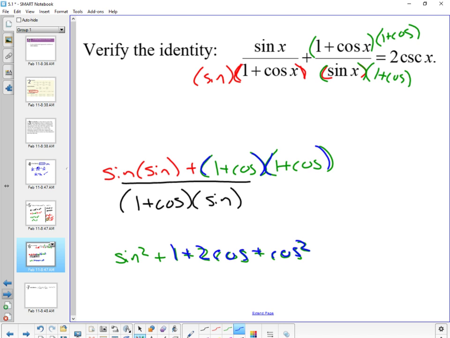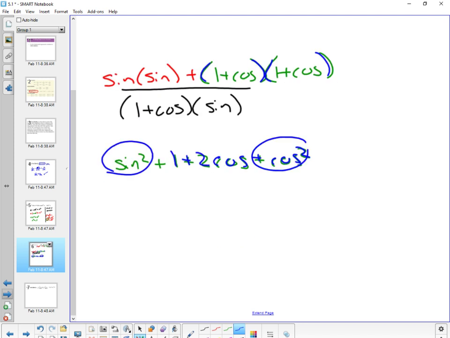Couldn't you put together sine squared with cosine squared and then make a 1? Fantastic observation. I can take sine squared and cosine squared because that's the Pythagorean theorem, isn't it? I can trade those for a 1. So I got 1 plus 1 plus 2 cosine. 1 plus 1 makes 2. So I've got 2 plus 2 cosine.